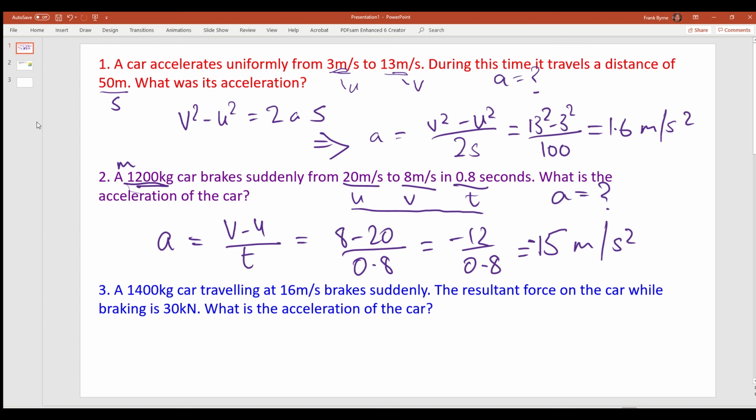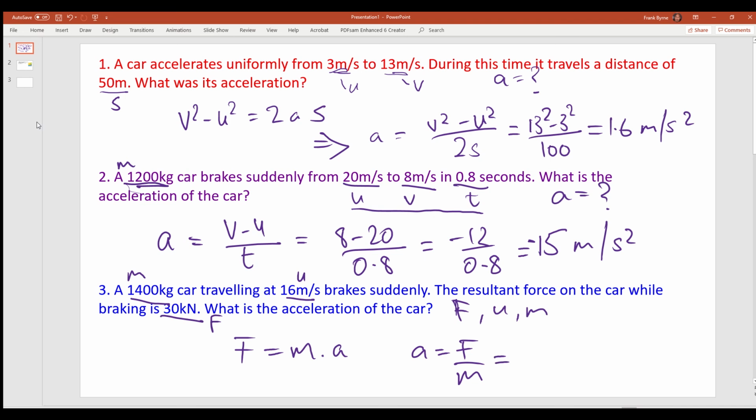Third question. Well, we've got m again here. We've got it's travelling at, that's the initial velocity. Resultant force of the car is braking. We've got the force. So here we've got f, u, and m. We're not given v or t or s, so there's no real other option here. We're just going to have to use f equals ma. a equals f over m.